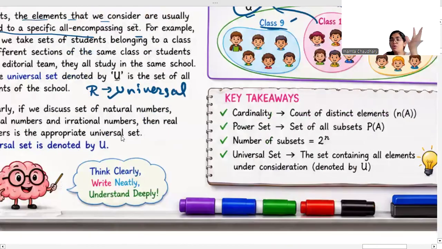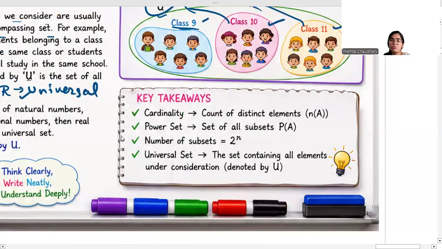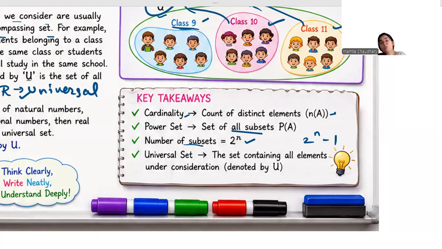Now what are the takeaways from today's video? Cardinality means the number of distinct elements. Power set means the set of all subsets. Number of subsets is 2 raised to power n. Number of proper subsets is 2 raised to power n minus 1. And the universal set is the set containing all elements under consideration and is normally denoted by U.